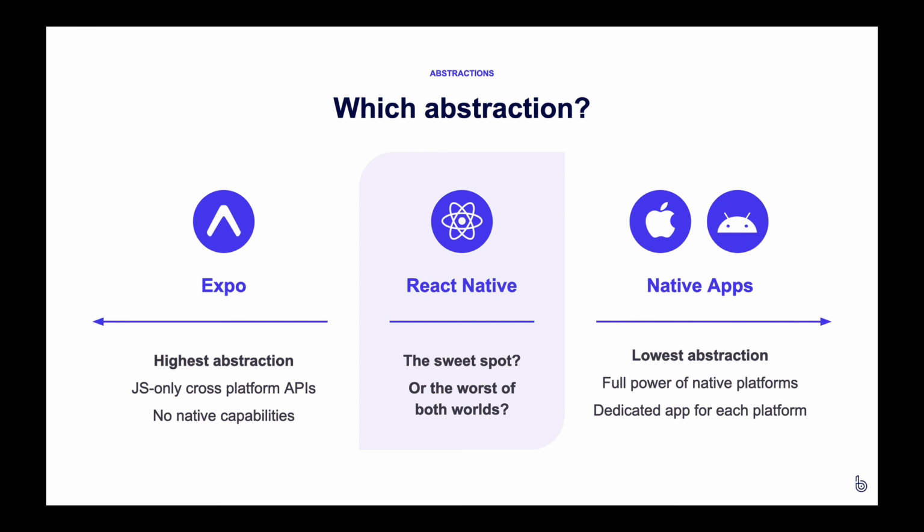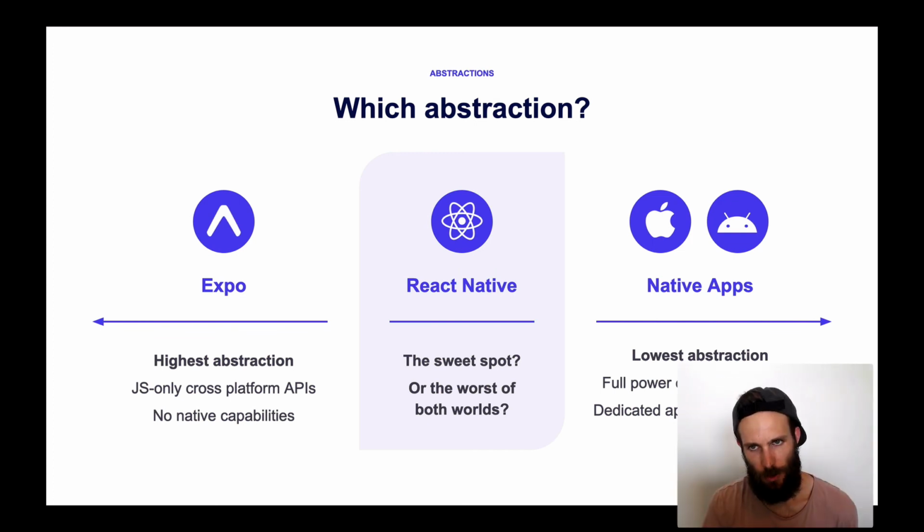Ultimately, it's a trade-off which may differ depending on your situation. Are you a team of JavaScript engineers that needs to hit the ground running with a mobile app? Then you should probably use Expo. Does your team contain mostly JavaScript engineers but some with good native experience? Then you should probably use React Native. And if you're a team of mostly mobile engineers, then maybe you should just write native apps.